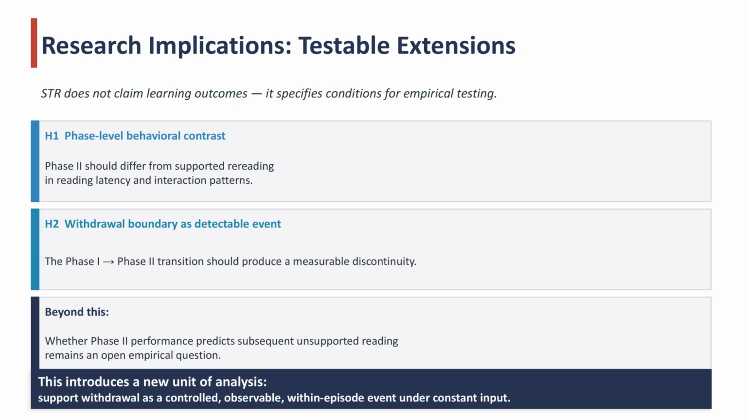Beyond this, a key testable extension concerns transfer. Does Phase 2 performance predict performance on a subsequent unsupported transfer passage under matched exposure conditions? This is not assumed, but made empirically testable by the STR design. What STR introduces is a new unit of analysis: support withdrawal, as a controlled, observable, within-episode event under constant input.